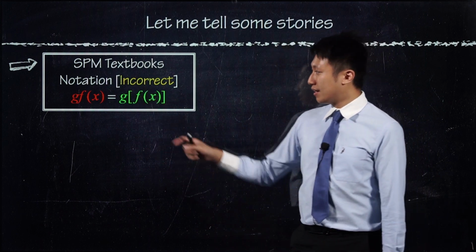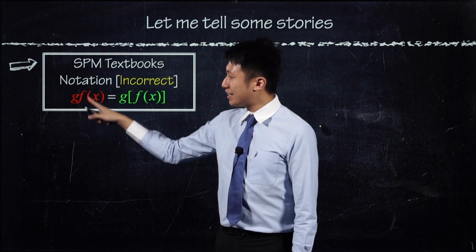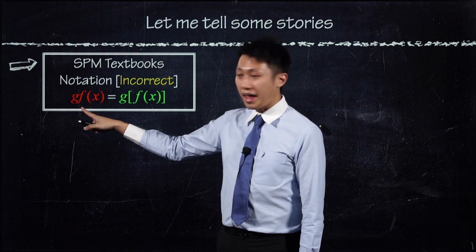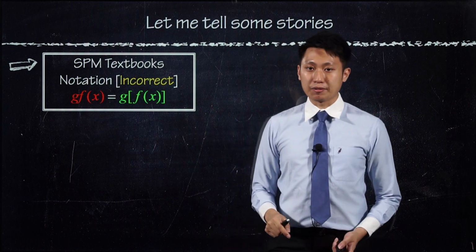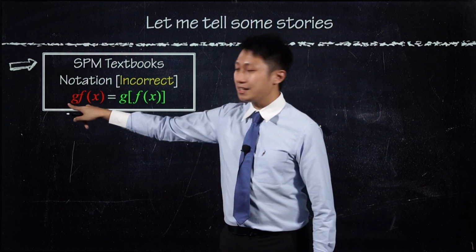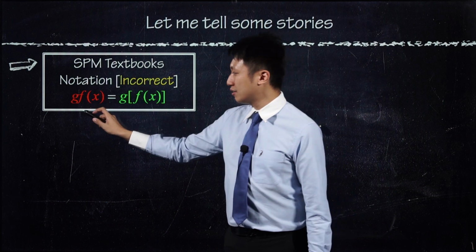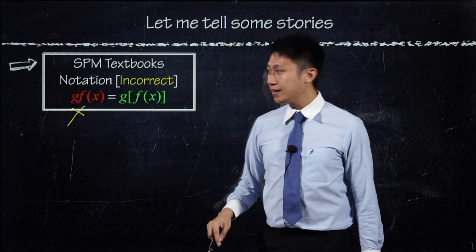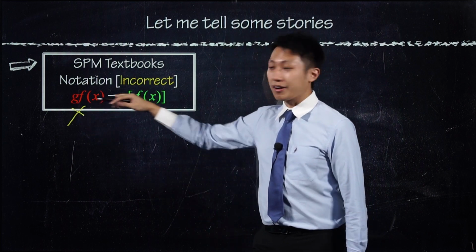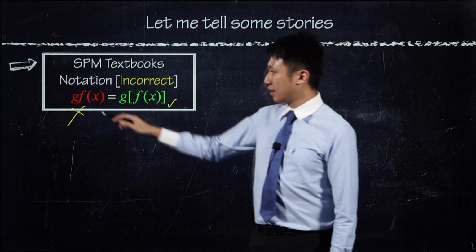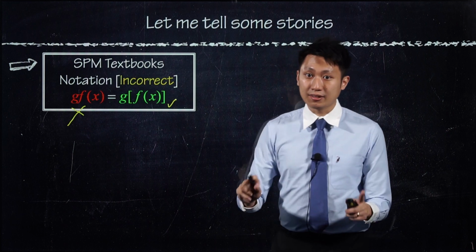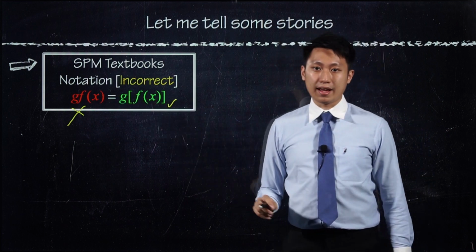They usually write things like this one: g, f, then bracket x. What they mean is composition. You will be seeing this one as composition. This notation is actually wrong. According to them, this one is equal to this one. This is what we are going to use. This is what they are asking. So that one is actually wrong.